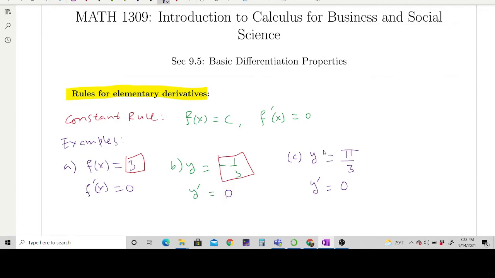Okay, now the second rule is the power rule. So if we have a power function, f of x equals x raised to the power n, then the derivative of f of x equals n times x to the power n minus 1.